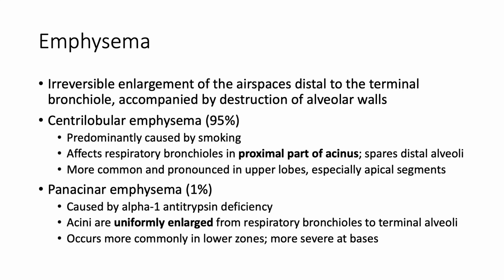Panacinar emphysema is much less common. It's usually caused by alpha-1 antitrypsin deficiency, and in this case, the acini are uniformly enlarged from the respiratory bronchioles to the terminal alveoli, and it's going to occur more commonly in the lower zones and be more severe at the bases.